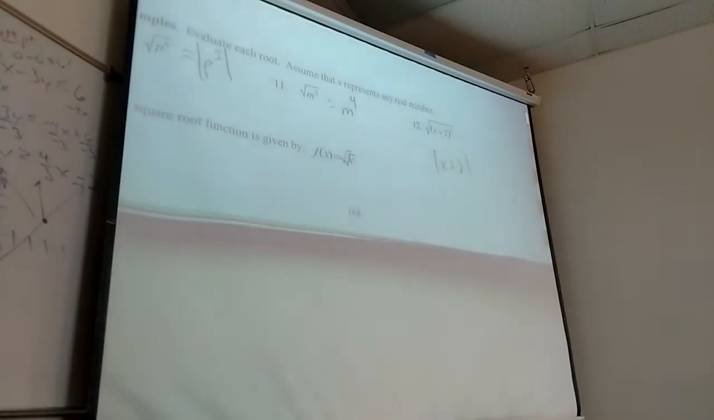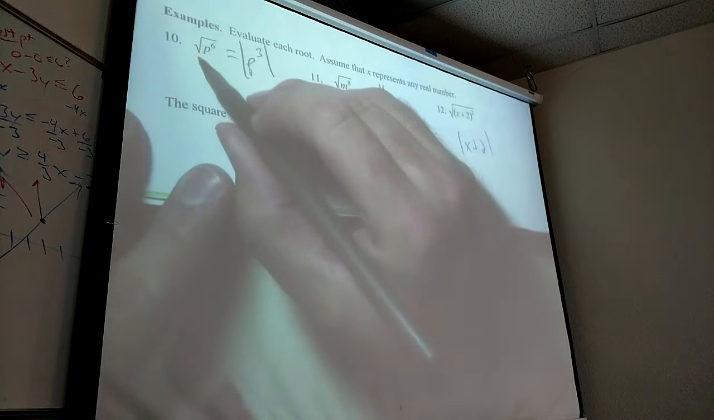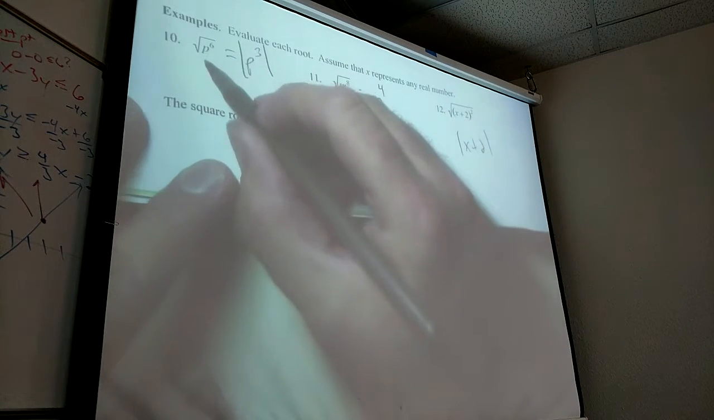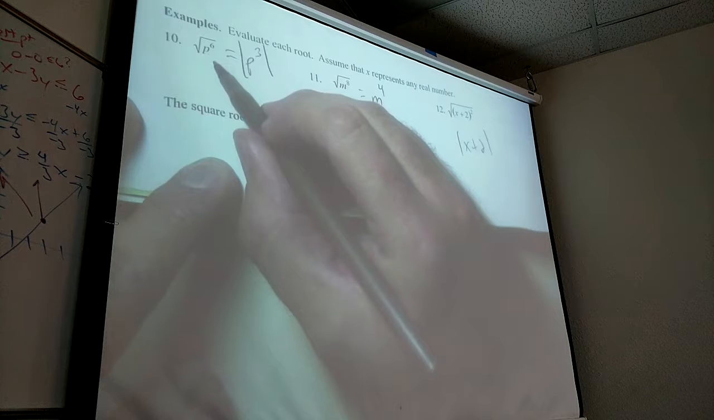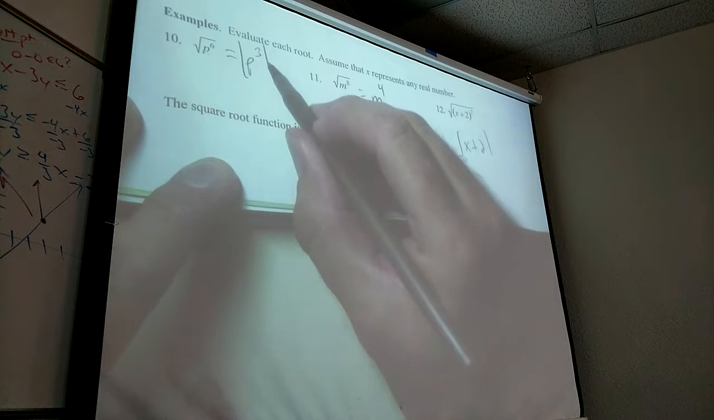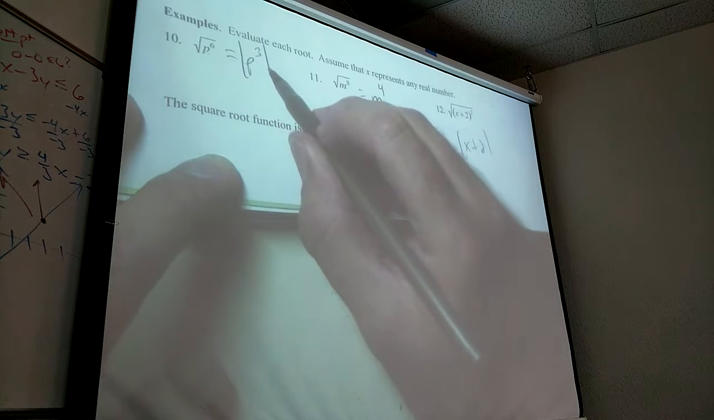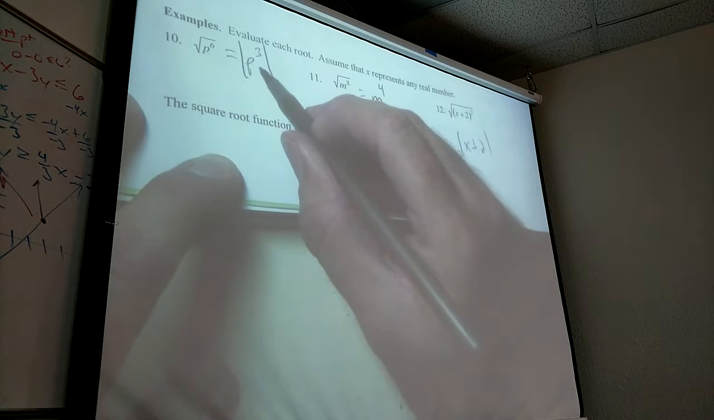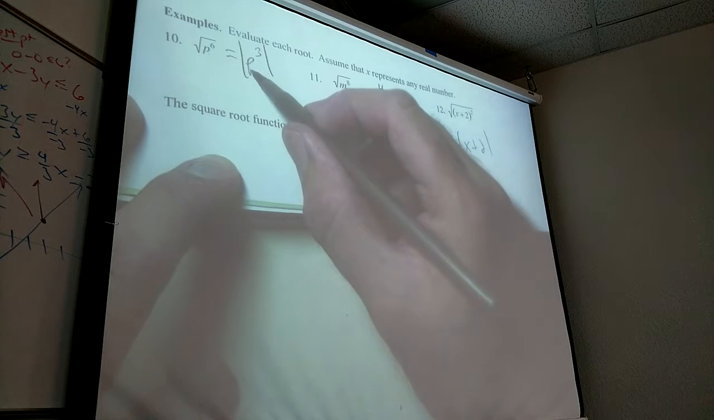Wouldn't that be the cube root? No. This is a square root right there, right? Square root of p to the 6, you cut it in half, and you get p to the 3rd power. Can p to the 3rd power be negative? Yes. If you put a negative value in for p, the result is negative. Is that cool?